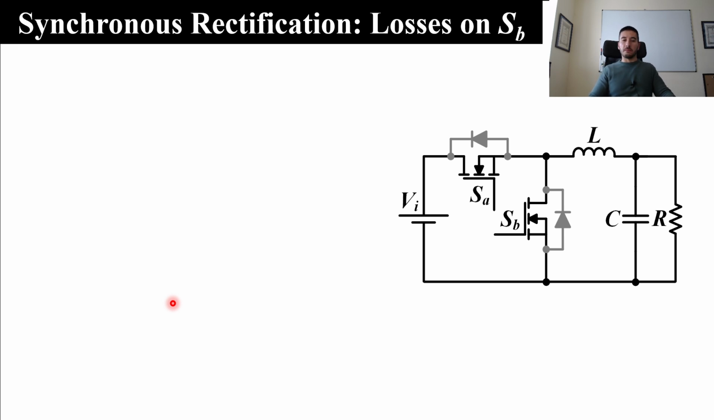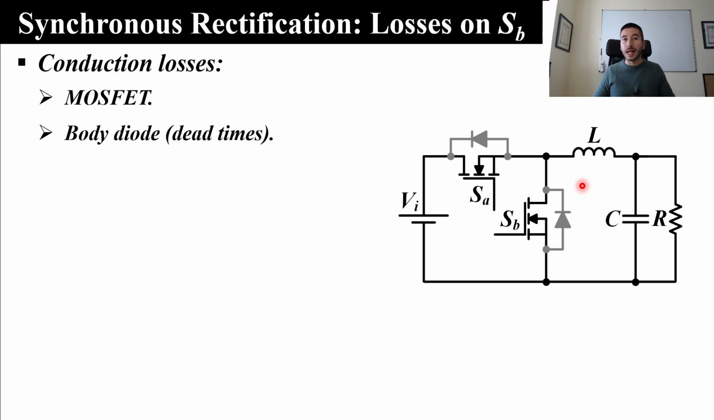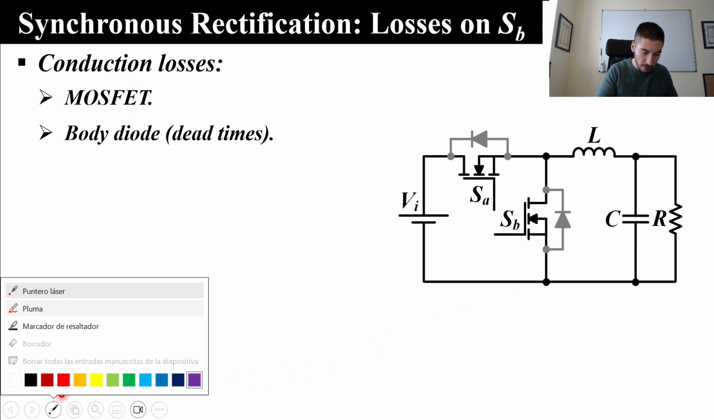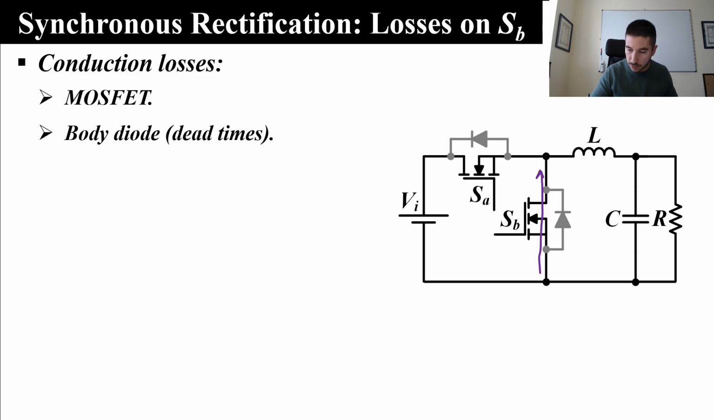So before we finish, let's talk about what is the impact on the losses of SV. We are going to analyze the power losses in this switch, considering both the MOSFET itself and the body diode. It's clear that we will have conduction losses, mainly during the MOSFET activation, when the current flows in this way through the MOSFET.